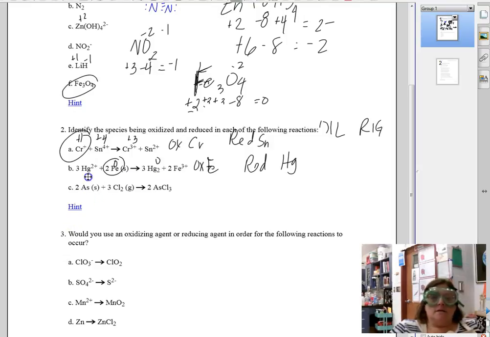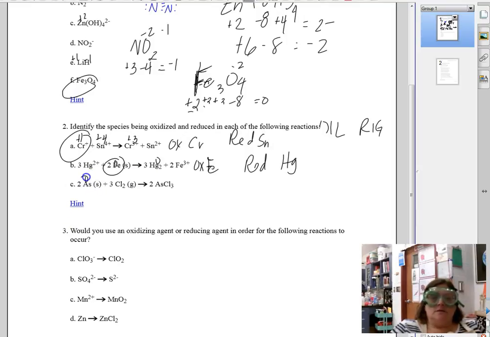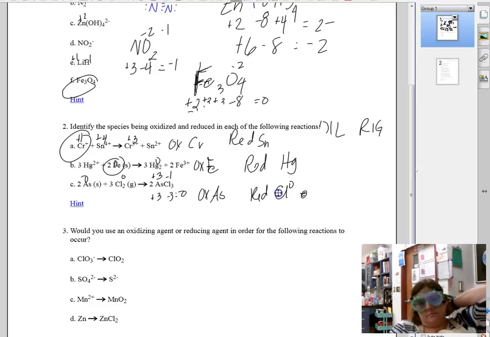All right, next one. Arsenic's by himself, so he's a 0. Now he's in a combination. If we do the math, chlorine's always a negative 1, so that's a total of negative 3, so arsenic must be a plus 3. Here, chlorine is a 0. So what's happened? Arsenic's gone from a 0 to plus 3, so arsenic has been oxidized. Chlorine's gone from a 0 to a minus 1, so he's been reduced.